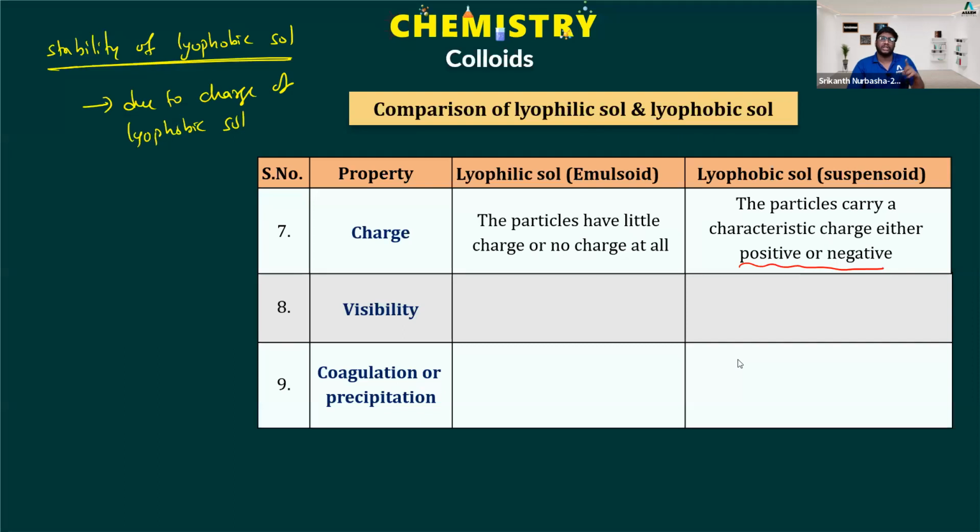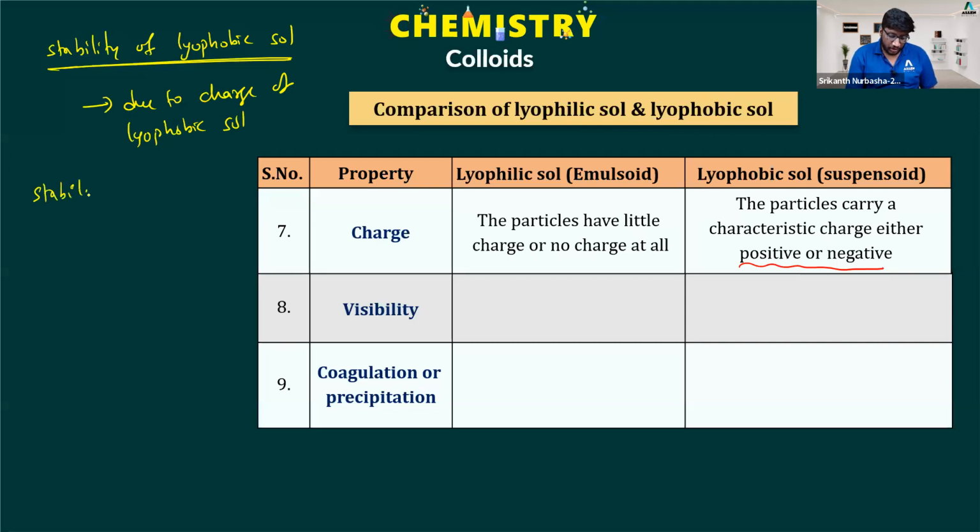So charge is due to either preferential adsorption of ions or electron capture. In the metal sols, charge is due to electron capture. That is why most of the metal sols are negatively charged. In other types of sols, the charge can be due to preferential adsorption. The stability of lyophobic sol is due to charge.